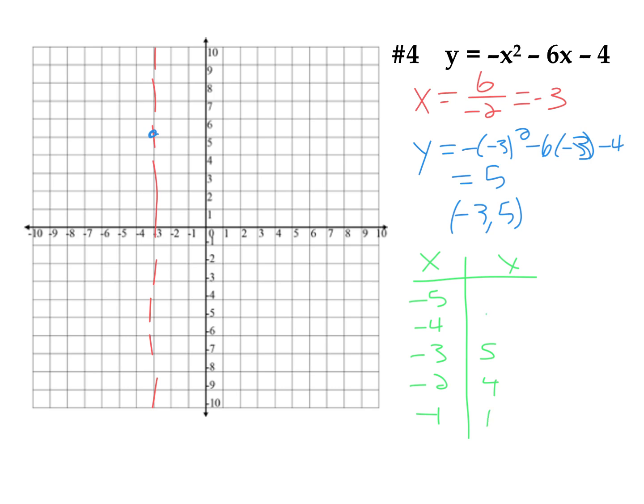If you're not getting those values, let's figure out where we're making some calculation errors in terms of getting our x and y values to draw our graph. And now we're going to plot those points. So I'm going to graph those points.